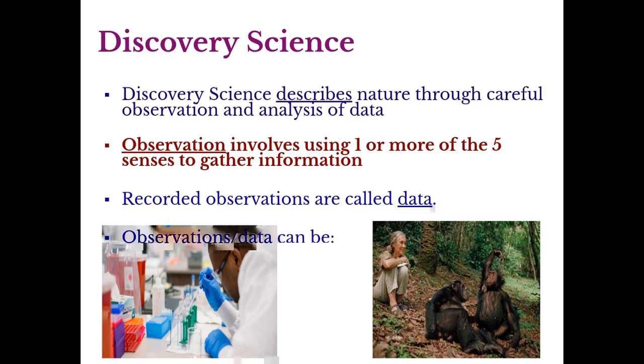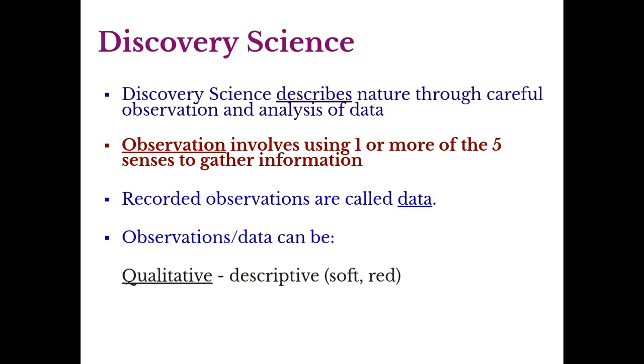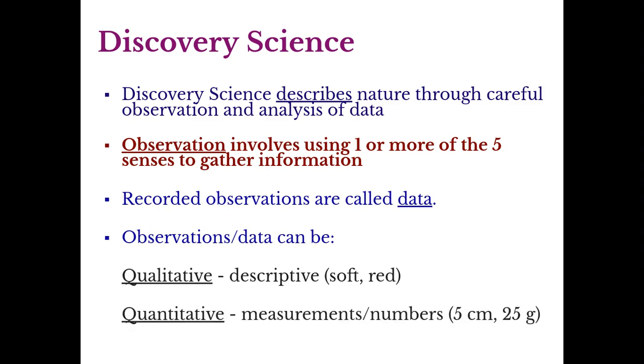Now, observations or data can be two different types. If we talk about observations or data that are descriptive, so qualities, think about that word qualitative, like qualities. You could say something like it's soft, it's red, it's smooth, it's round. So these are going to be ways of describing something in words, so descriptors. The other type of observation or data would be quantitative. So think about quantitative as a quantity, an amount. So these are going to have numbers. So quantitative observations are going to be like 5 centimeters, 25 grams. These are going to involve numbers and they will have a quantity, right?